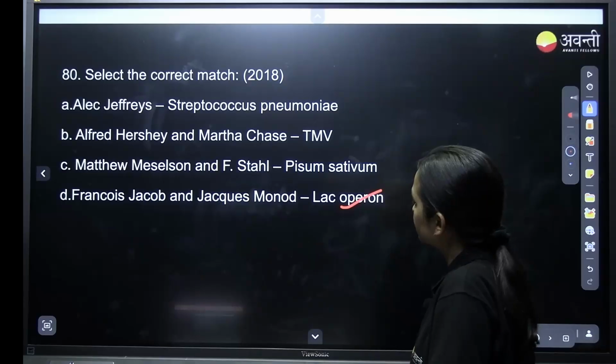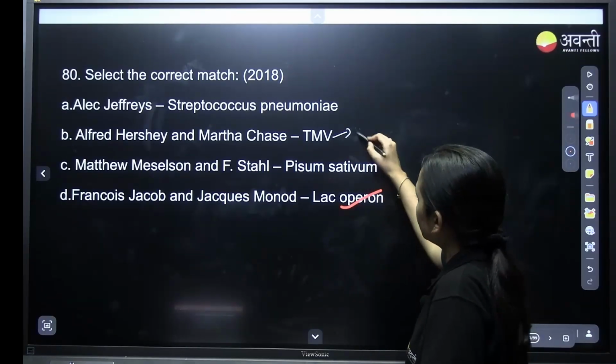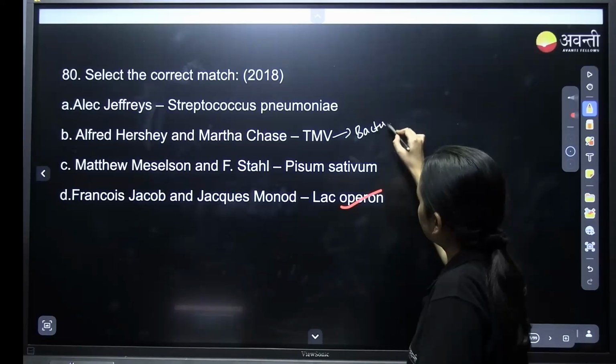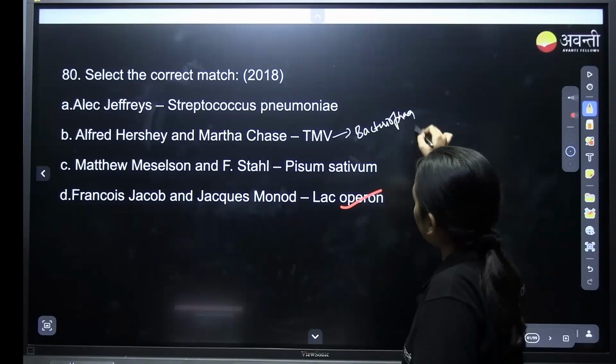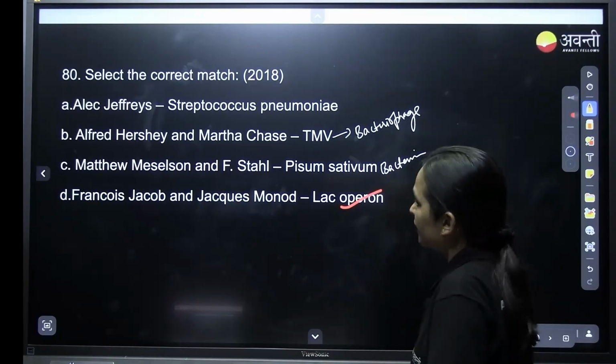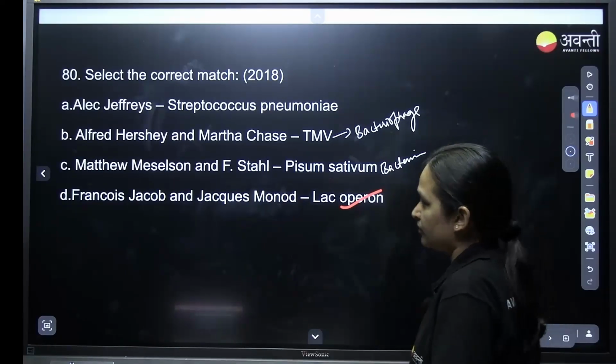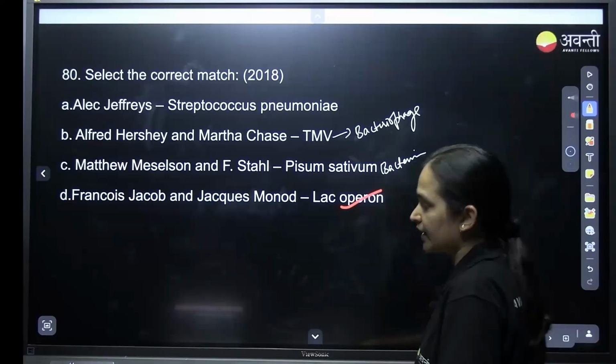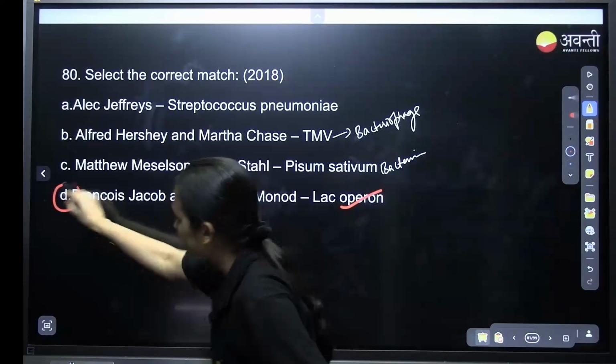That is also what they did with the bacteria. This is what they did with the bacteriophage, and he did with the bacterium. Yeah, bacteria. And this one, Jacob and Monod, is the correct answer. We got it. Okay, so this is the correct answer. D4 Delhi is the correct answer.